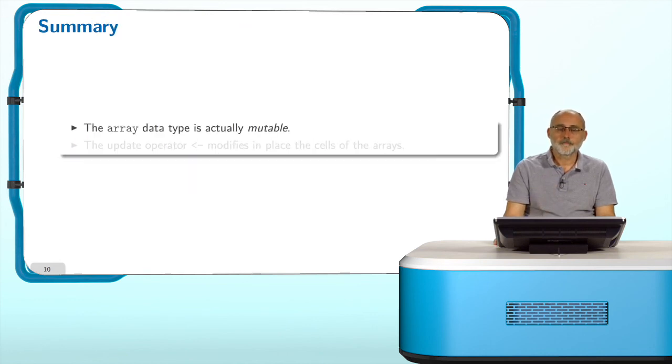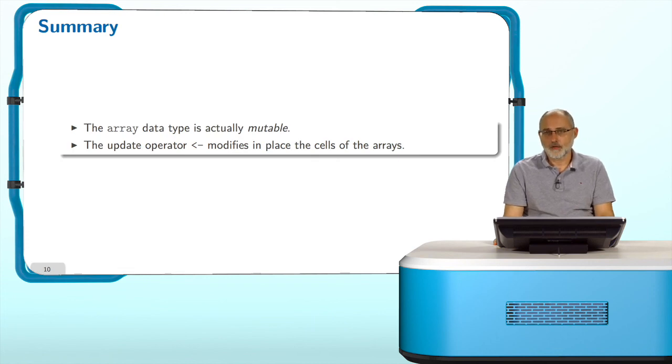To sum up, we have seen that the array data type we have used a lot up to now is actually mutable, and the update operator is used to modify in place the cells of the arrays.